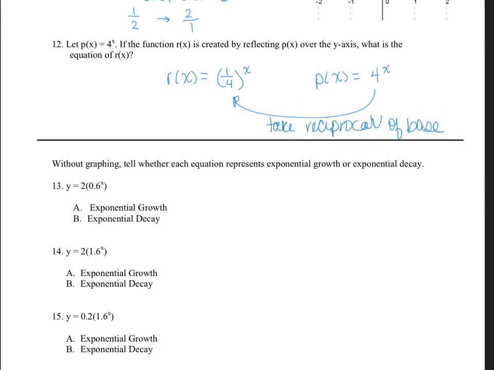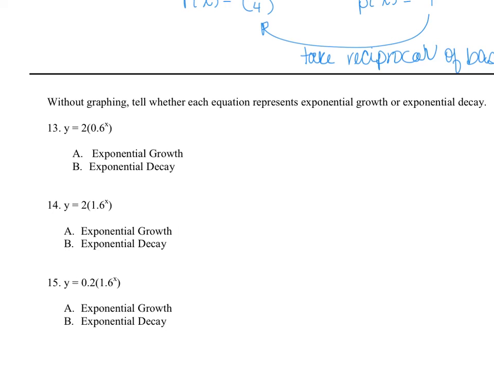All right, last couple. These are super easy, so we just need to figure out if it's growth or decay. One last time for you to remember how that goes. If it's growth, our b value is greater than 1. And if it's decay, our b value is between 0 and 1. So it's a fraction or a decimal between 0 and 1. All we have to do is look at our base. Looking at number 13, our base is 0.6. That's between 0 and 1. So number 13 is B.